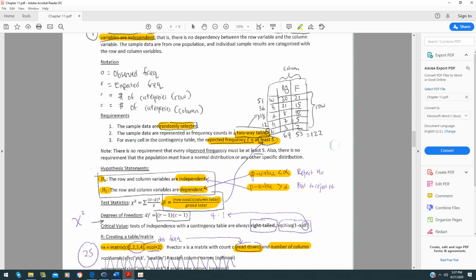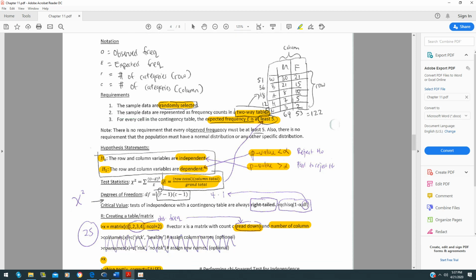So in order for us to find the expected value for the male who is white, you take 69 times 51 divided by 122, and that is how you find the expected value for the male white. To find the expected value for female white, you have to do 53 times 51 divided by 122. So in this case, you have to find around 10 expected frequencies. For each cell, you have to find the expected frequency, and all of these have to be at least 5 to fulfill the third requirement.